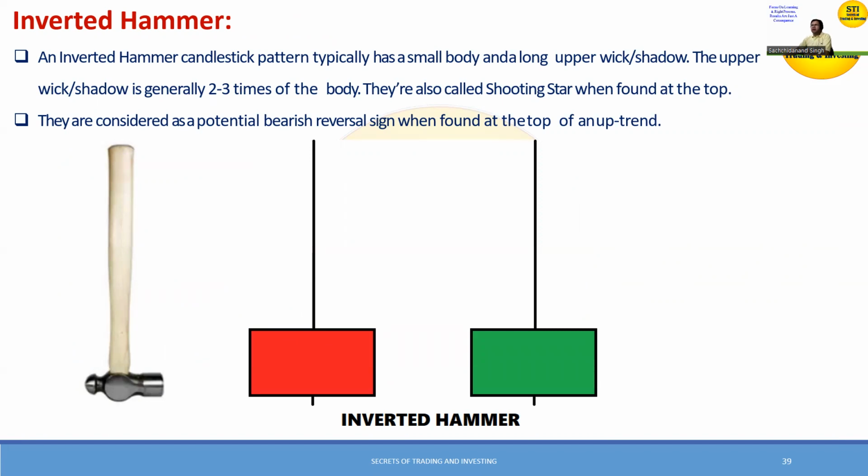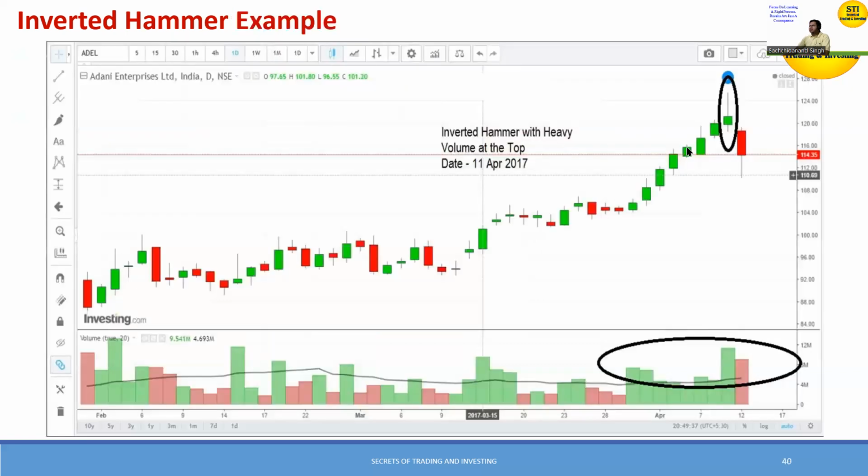And the most important thing, how to use it. If it is found at the top of an uptrend, and in that condition we find such a candle, there may be a sign of potential reversal. Reversal means that the uptrending market is going to fall after making such a candlestick pattern. Again, time frame doesn't matter. This is just an example of Adani, where it made the candle, and after that the stock price started falling down.